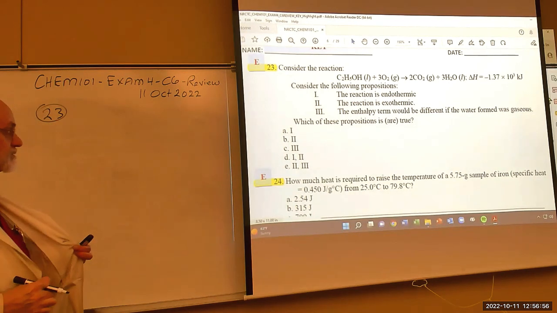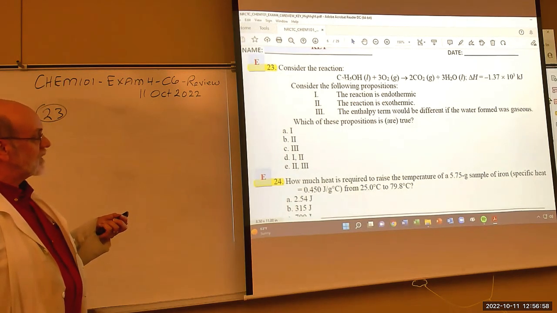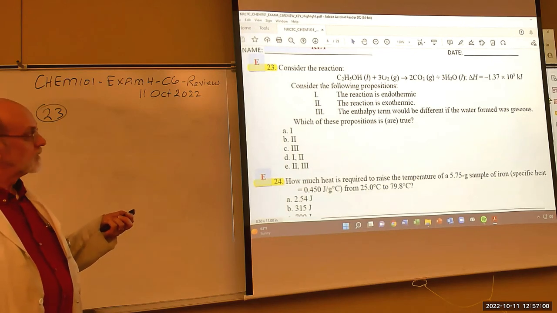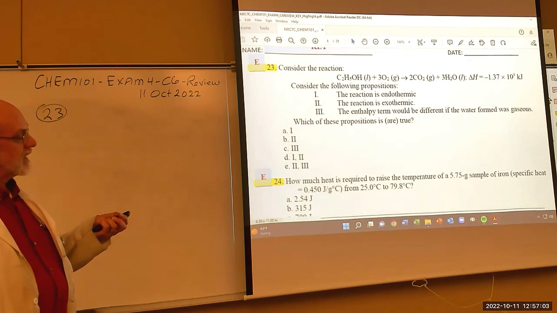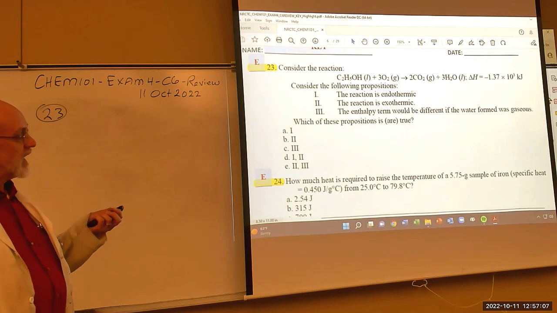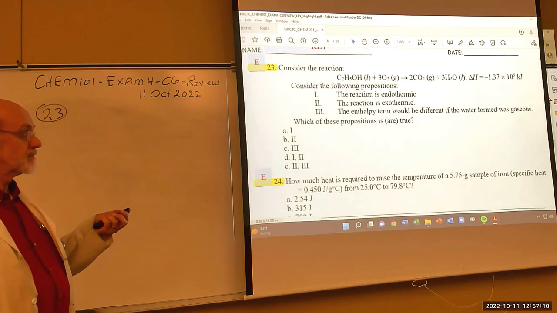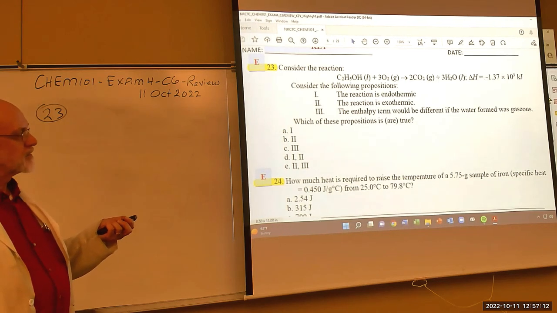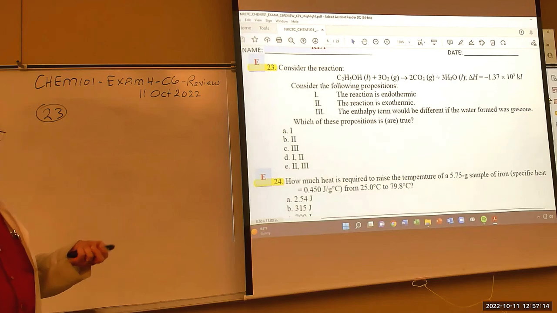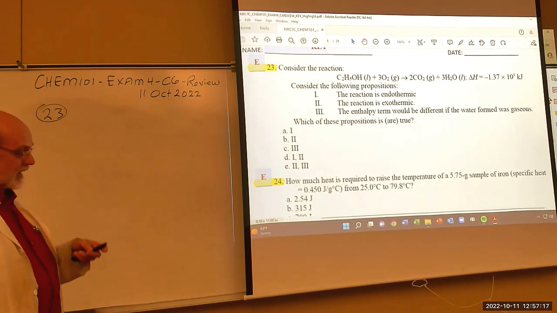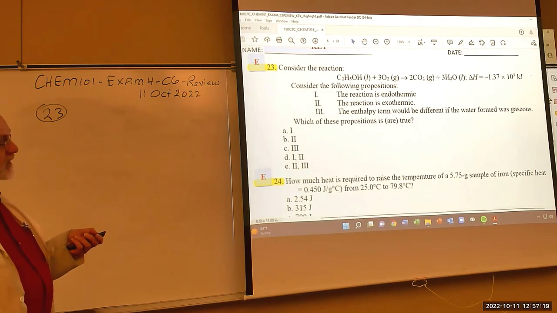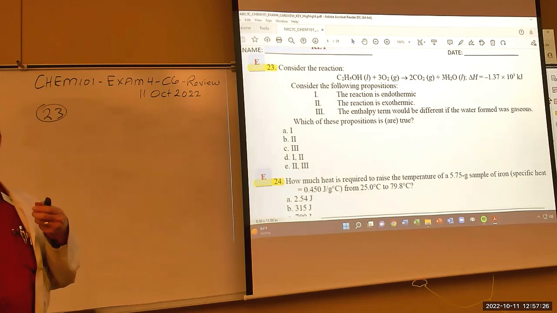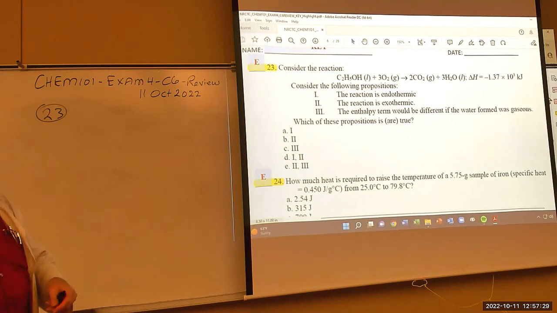Consider this reaction. Ethanol. That's the drinking kind. You're going to burn it, and it makes carbon dioxide and water. And the enthalpy for this reaction, as written and balanced, is minus 1.37 times 10 to the third kilojoules. Right? So it's that many kilojoules per one mole of ethanol, or per 3 moles of oxygen, 2 moles of carbon dioxide, or 3 moles of water. It's for that reaction as balanced.